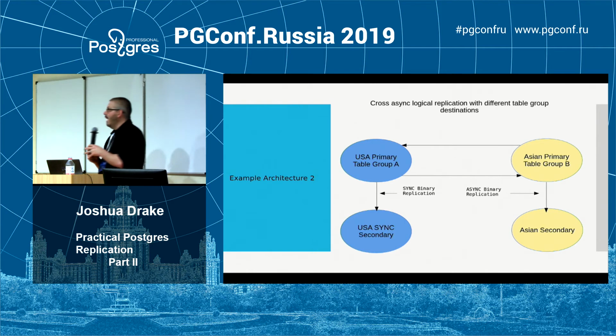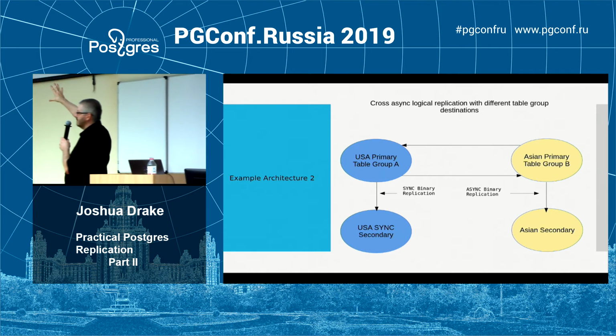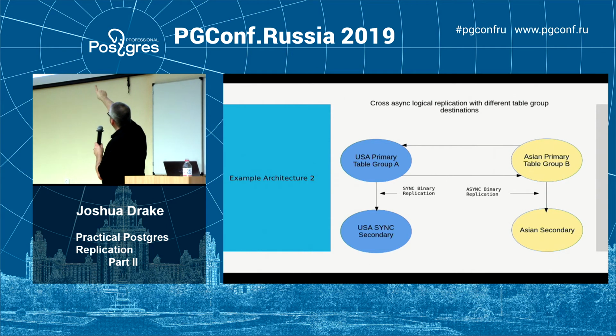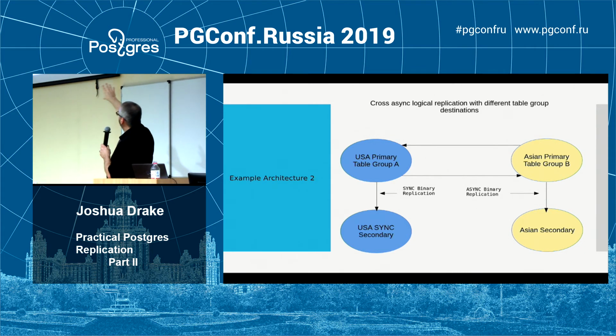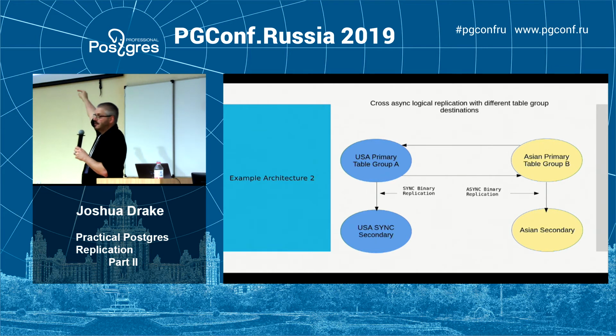Okay? So what we have is USA primary, table group A. So we've got a group of tables that will replicate to the Asian primary so that they have access to that data. But they have a table group B, which is a completely separate group of tables. It's not ABC, they're DEF. They have to replicate back to the USA.